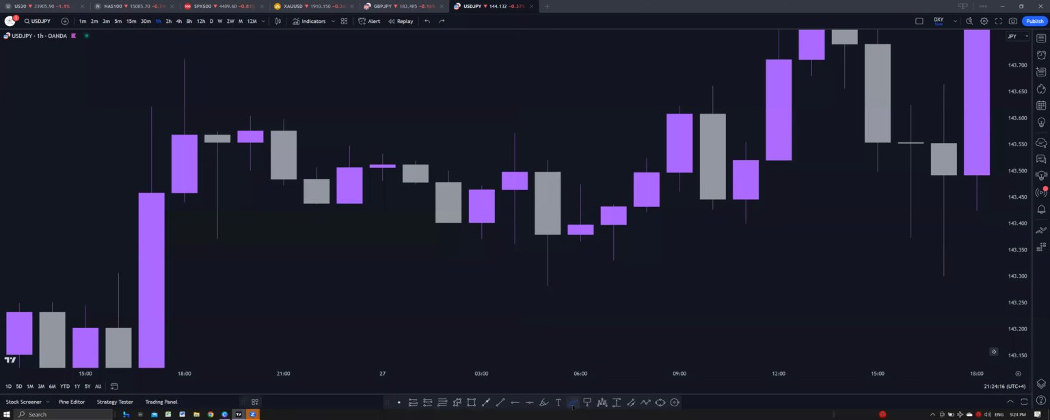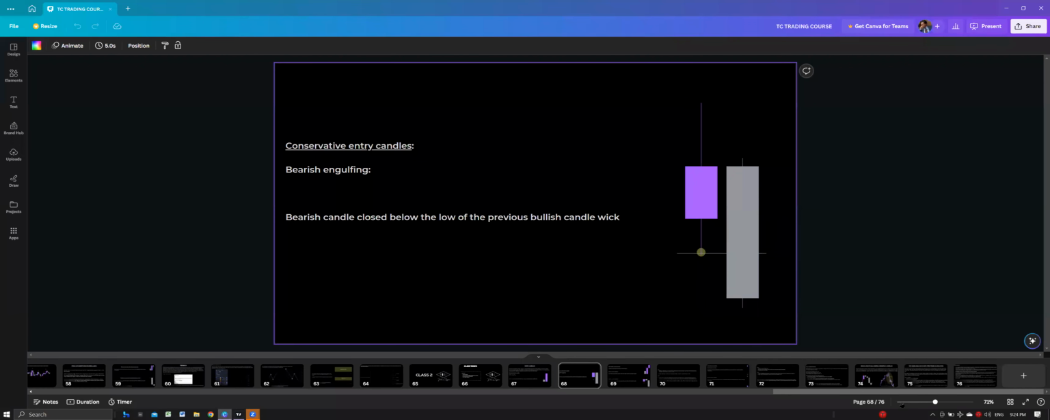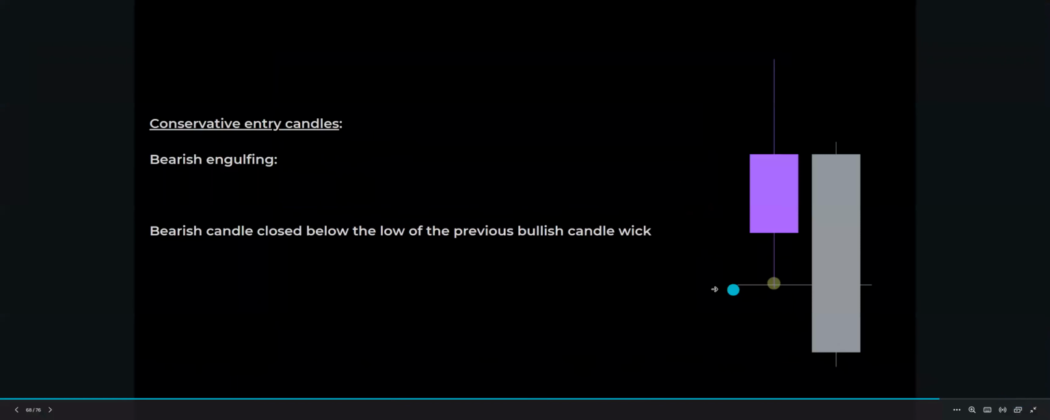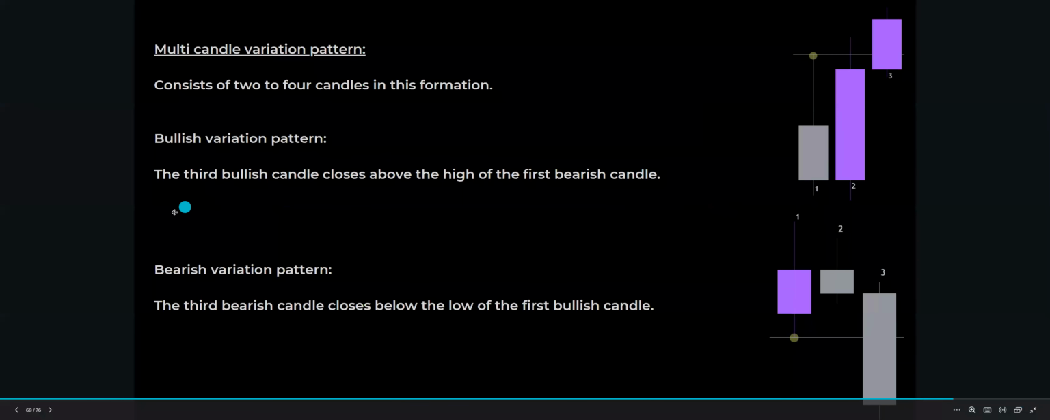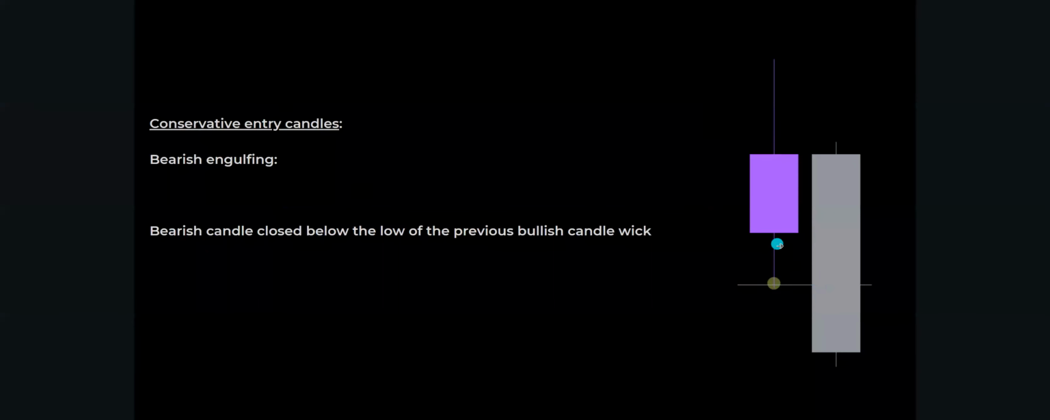We just like high probability, right? At the end, we deal with probabilities. We want to see if the price can give us enough confluences so that we can take the trade. So those are the single candle patterns.